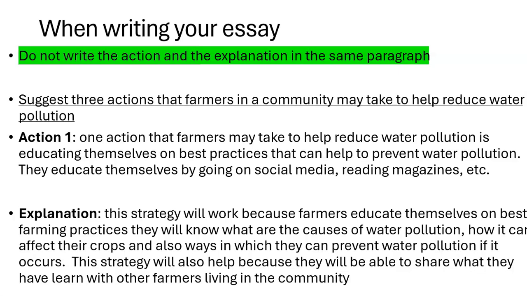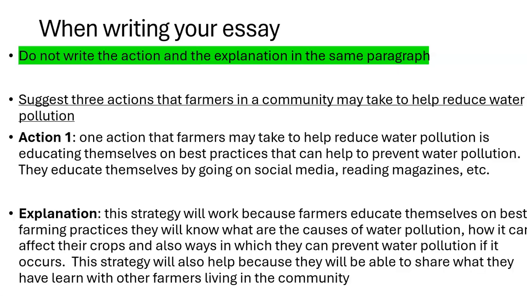Explanation. This action, this strategy will work because when farmers educate themselves on best farming practices, they will know what are the causes of water pollution, how it can affect their crops, and also ways in which they can prevent water pollution if it occurs. Now, even though I did not write any examples in my explanation, this is where you can also incorporate an example. For example, a best practice that farmers could use to prevent water pollution is crop rotation.